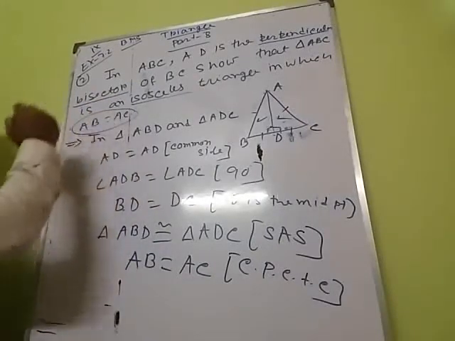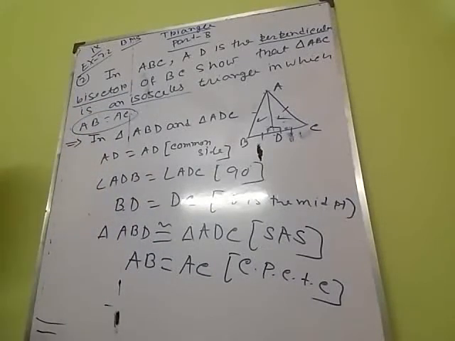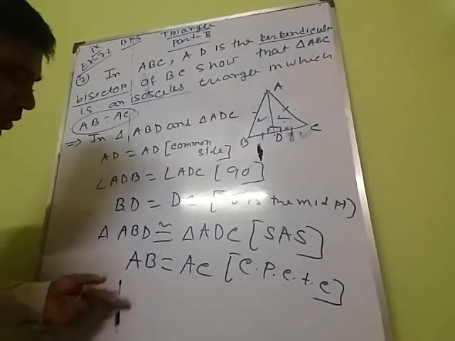That is our required proof. It was to be proved that AB equal to AC. Now we have proved that AB equal to AC. So we have reached our destination.